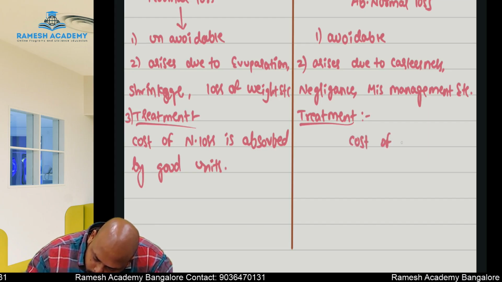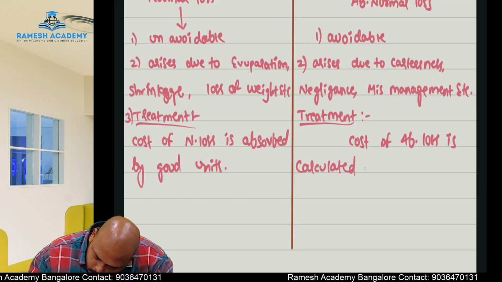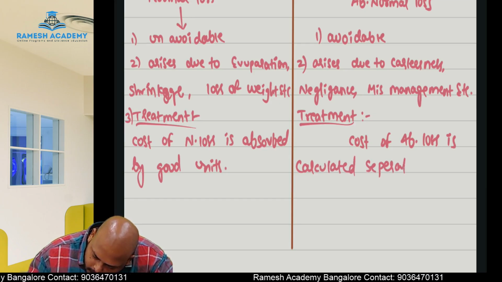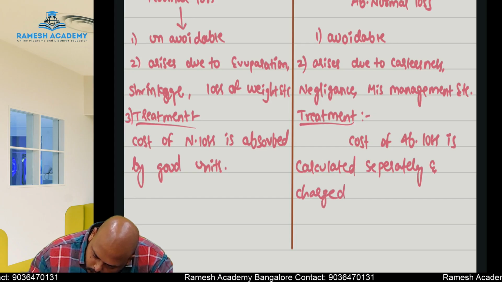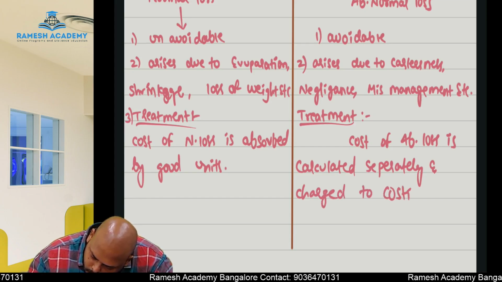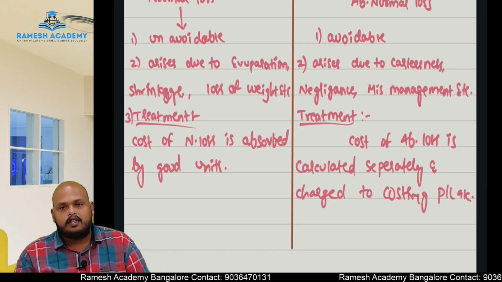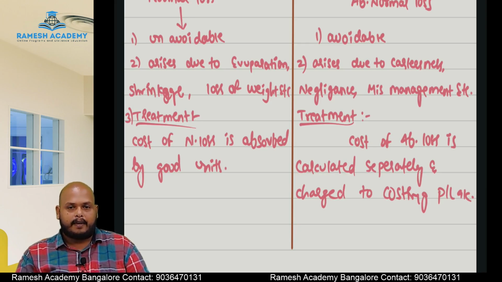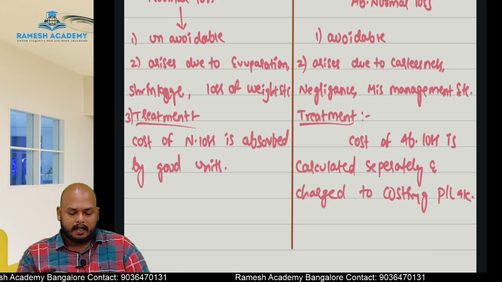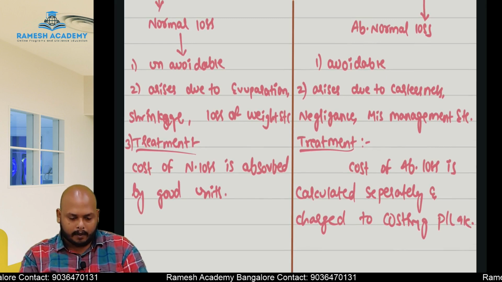Cost of abnormal loss is calculated separately and charged to the costing P&L account. So this is the treatment of abnormal loss. In abnormal loss, the cost of abnormal loss is calculated separately and it will be charged to the costing P&L account. So these are the differences between normal loss and abnormal loss.